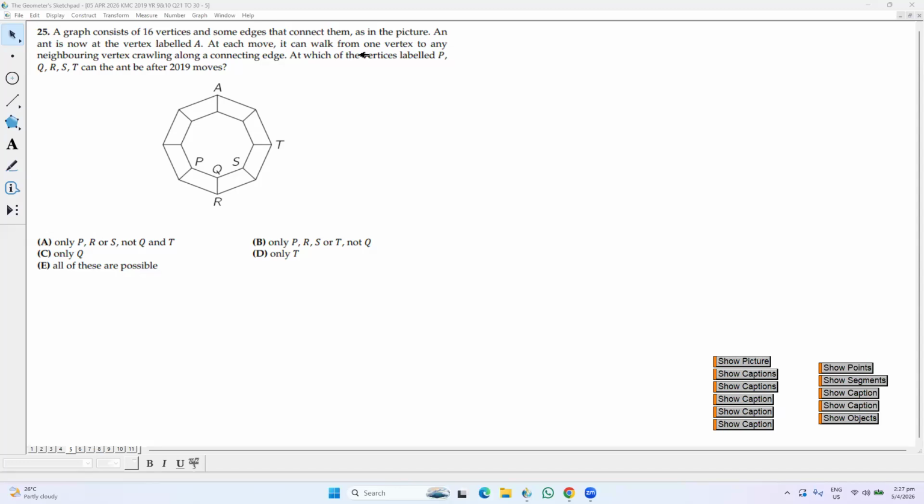At each move, it can walk from one vertex to a neighboring vertex, crawling along a connecting edge. At which vertices labeled P, Q, R, S, T can the end be after 2019 moves? So N can crawl repeatedly, until 2019 moves. A move is along one edge. At each move, it walks from one vertex to another. So between two vertices is called a move. 2019 moves.